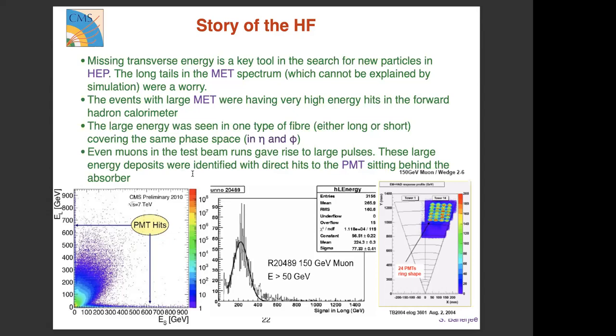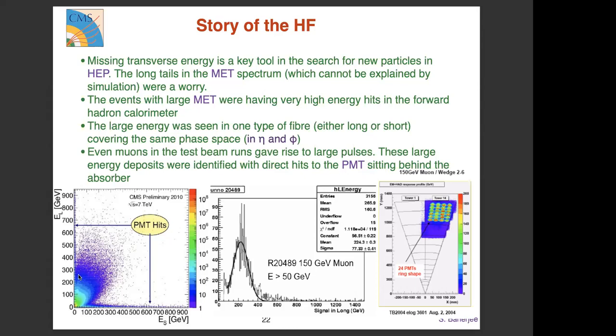Then we tried to take a look at this particular thing for the muon, this is from the test beam. And you could see that for 150 GeV muons, you could see energies in the 200 GeV range. And you can see at that time where exactly those eta phi were. They correspond to the eta phi where you have the PMTs at the back of it. It was basically the muons hitting the PMTs.